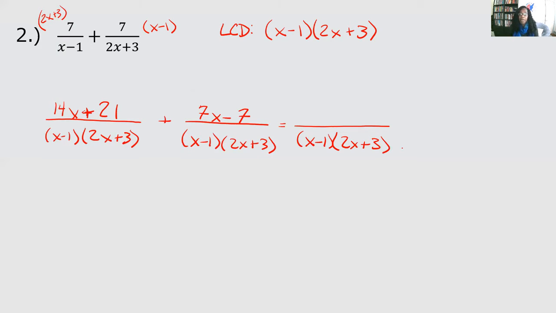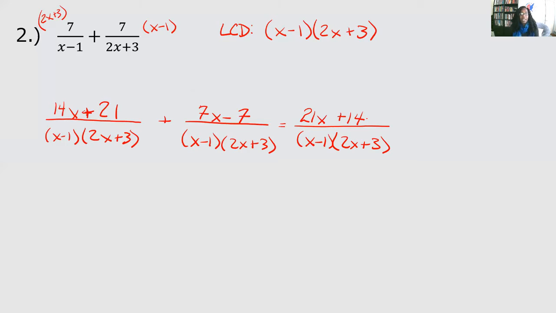And now I'm going to combine my like terms of the numerator. So I have my x's first, so I got 14x plus 7x. That gives me 21x. And then I have 21 plus a negative 7. So that gives me a positive 14. Remember, unlike signs, you subtract and you take the sign of the largest value, which is 21.